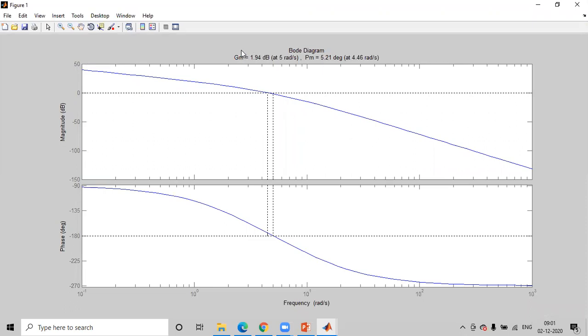Gain margin, we identify from the phase crossover frequency, and the phase margin, we identify from the gain crossover frequency. So omega GC, the gain crossover frequency, is 4.46 radians per second, and the phase crossover frequency is 5 radians per second. These values come in the command window, and here on the graph also. So this is the Bode plot coding part and how we get the graph.